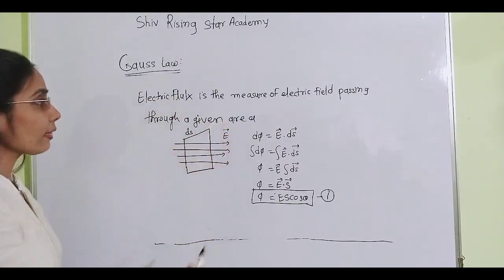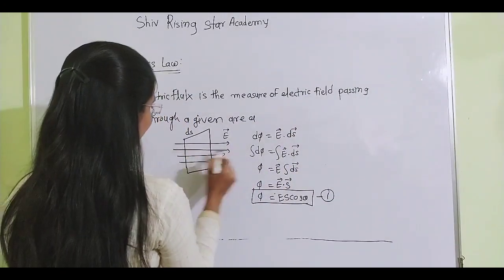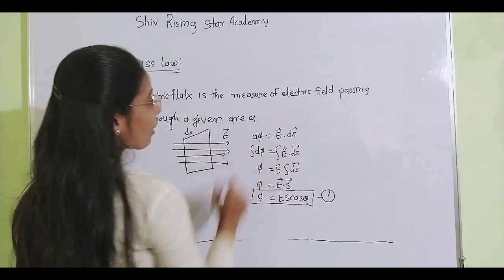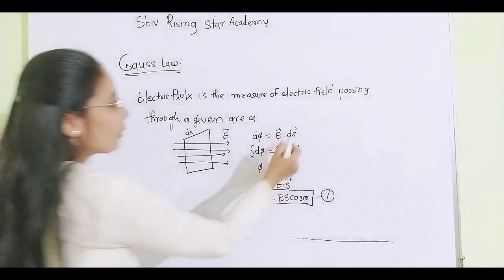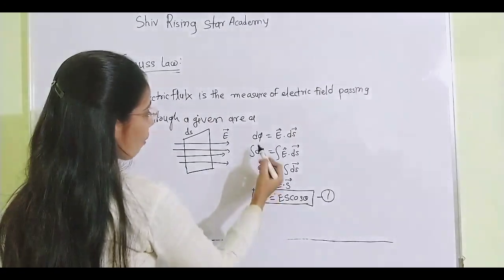Electric flux is nothing but the measure of electric field passing through a given area. This is dφ is equal to E bar dot dS bar. This is our electric flux.